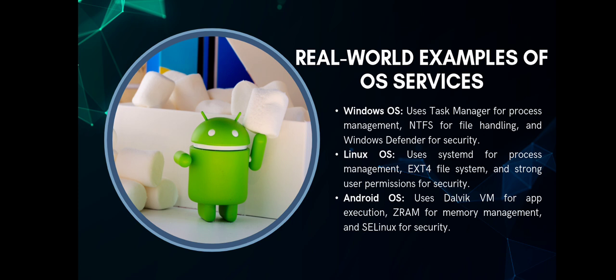Real world examples of operating system services. Let's look at some real world examples of OS services. Windows OS, Linux OS, Android OS. Windows OS uses Task Manager for process management, NTFS for file storage, and Windows Defender for security. Linux uses systemd for process control, ext4 for file storage, and strong user permissions for security. Android operating system uses Dalvik VM for app execution, ZRAM for memory optimization, and SELinux for security. Every OS implements these services differently based on its purpose and design.